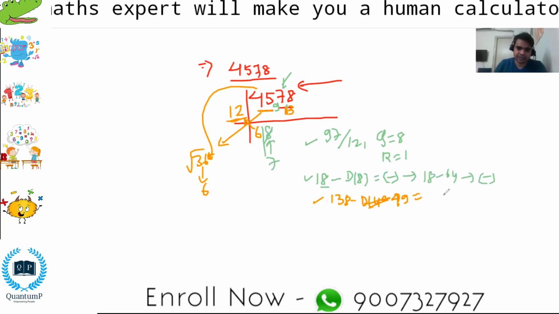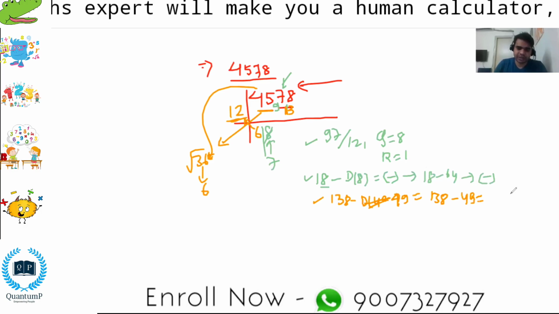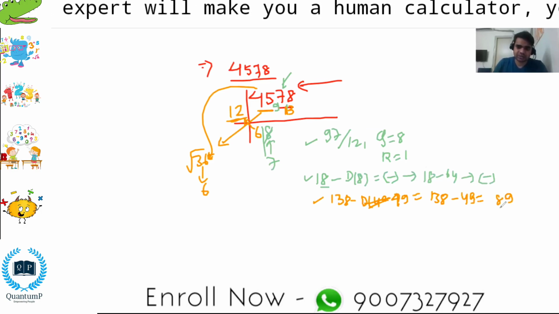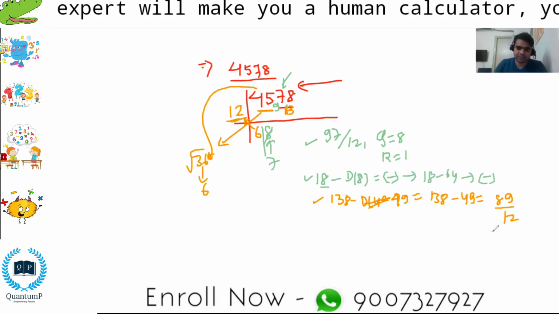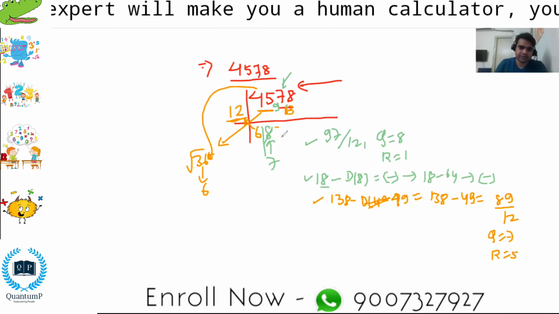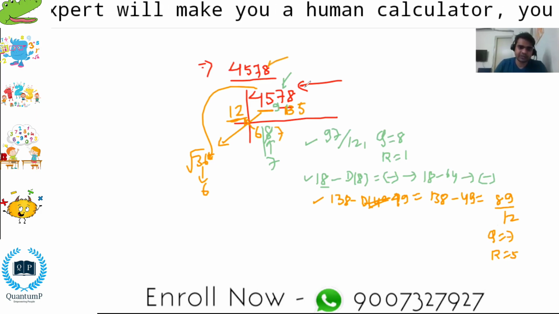So 138 minus 49 is 89. So we have 89 divided by 12. Quotient is 7, remainder is 5. After this 8, we don't have anything, so we'll put 0.